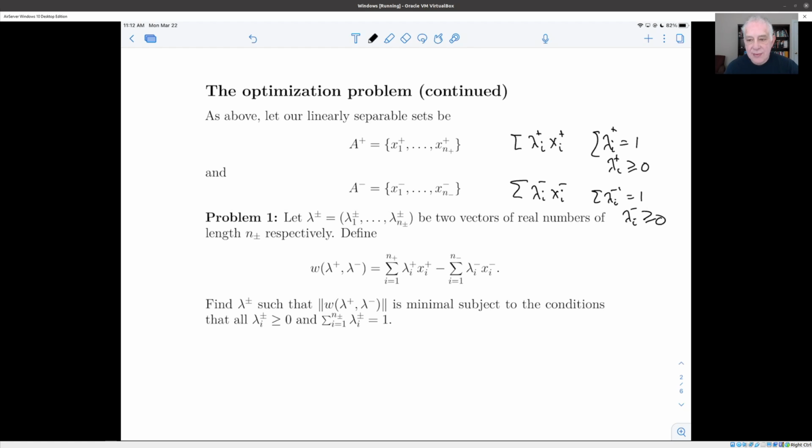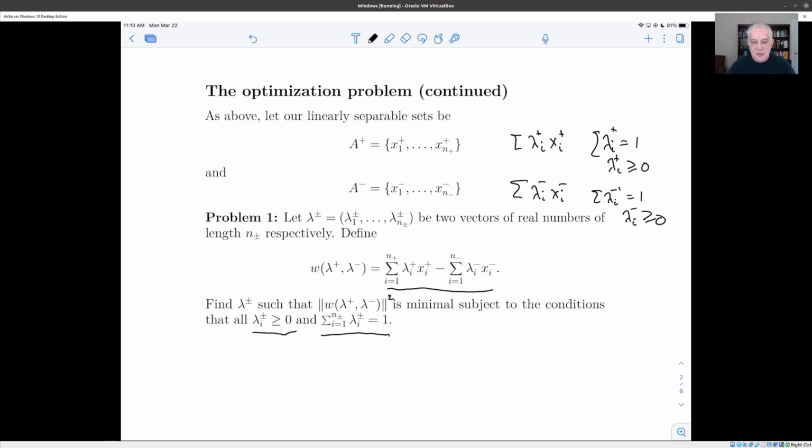And as lambda i's vary, these points will vary over the convex hulls, and so we can write the vector which joins a generic point in the positive set to a generic point in the negative set. And we want to consider the set of lambdas as lambda vary, so that either the distance or the squared distance as measured by the norm of this vector w is as small as possible. And we have the constraints that the lambdas have to be positive and the sum separately of the plus lambdas and the negative lambdas has to equal 1.